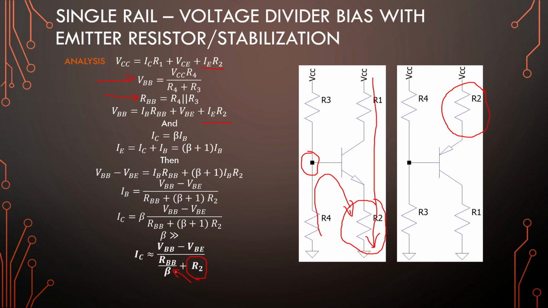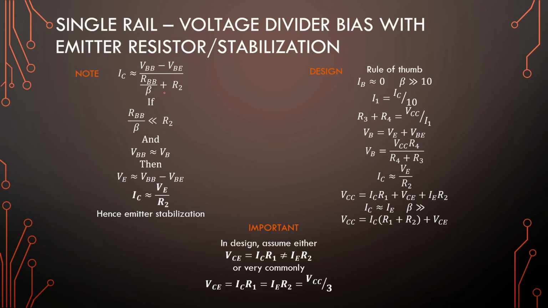And using the rule of thumb, getting this RBB, it can be a fairly low value. And if we have a large beta value for our transistor, this bias will almost be entirely dependent on our resistor 2 choice. Right, so for noting, as I said, if RBB over beta is much smaller than R2, then we will end up having our emitter voltage across our resistor 2 value as our collector current choice. Okay, collector current approximately equal to our emitter current with large beta values.